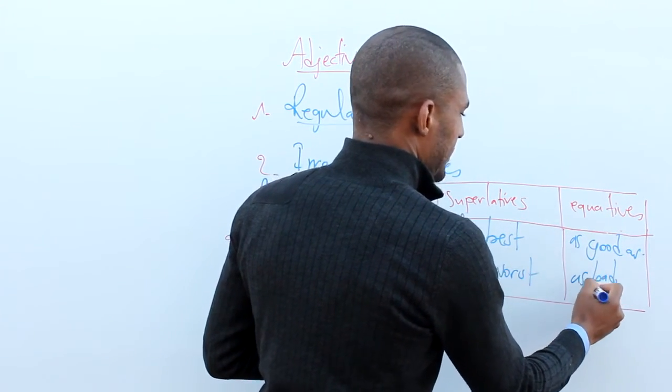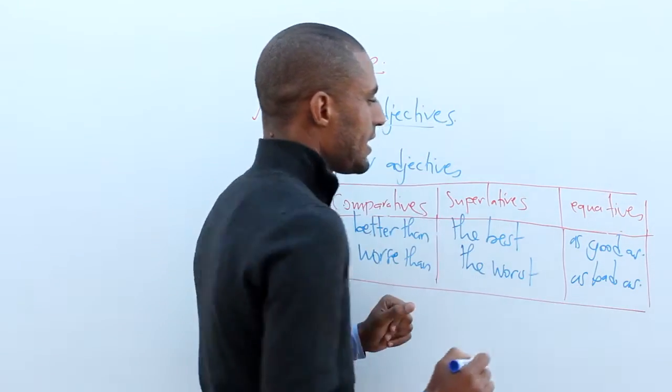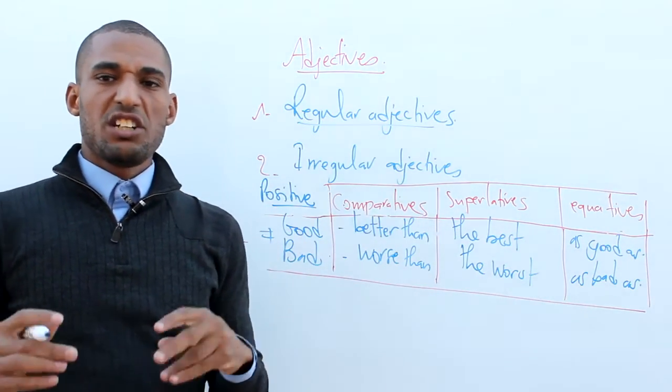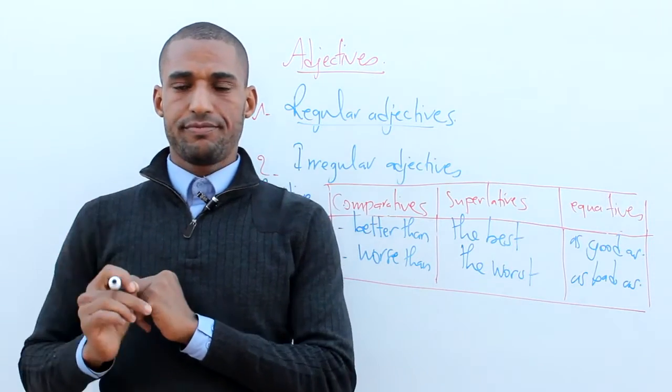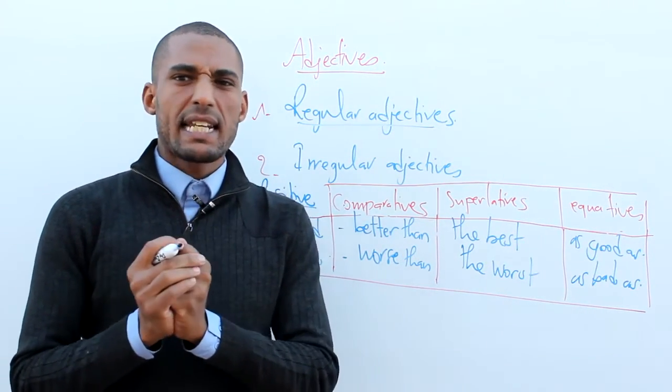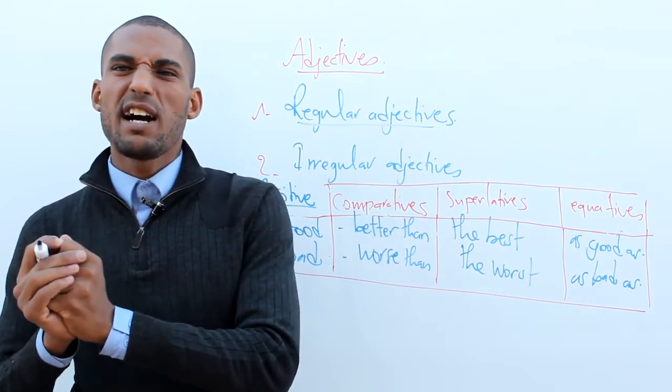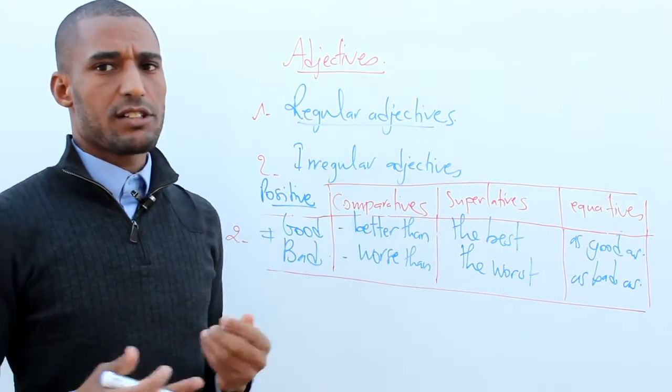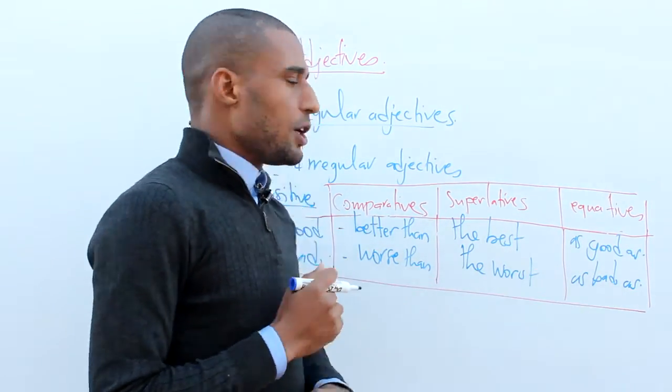And for the equatives, we say as bad again. As plus adjective plus as, bad as. 2 out of 10 as a mark is as bad as 2.5 out of 10. They are all the same. They are bad. Great.